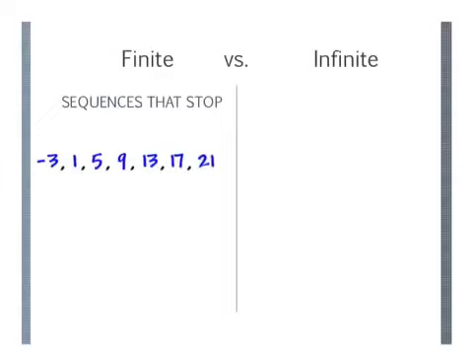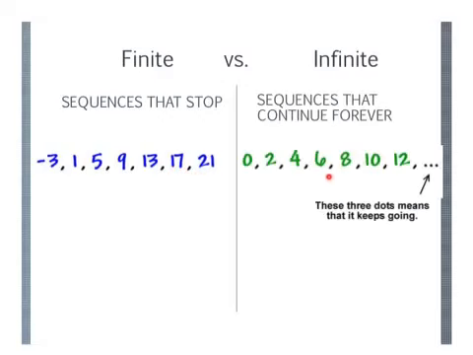Before we get too far into the sequences, you need to understand the difference between finite and infinite sequences. As you can imagine by the name, finite sequences are sequences that stop. Here is an example of a finite sequence. This is an example of an infinite sequence, which is a sequence that continues on forever. And the only way for you to know whether your sequence is infinite or finite is the dot, dot, dot. These are known as ellipses here at the end of your sequence.